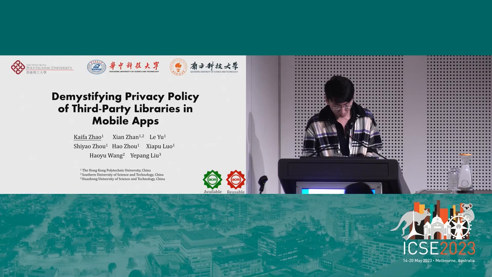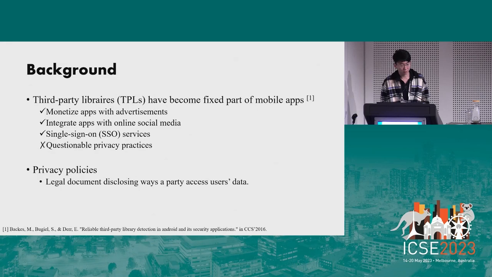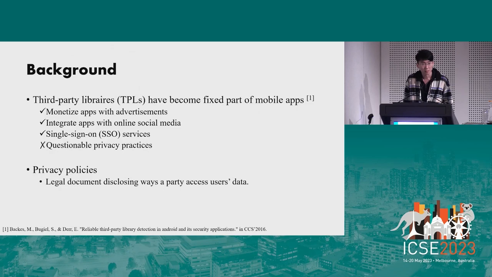Third-party libraries have been a fixed part of mobile apps, providing apps with advertisements, social media, single sign-on services, and so on. However, they still raise privacy issues, such as how they access users' behavior and how clearly they disclose it to users. Thus, legal departments have enacted laws requiring such products to provide a document, such as a privacy policy, to inform users of the data access behavior.